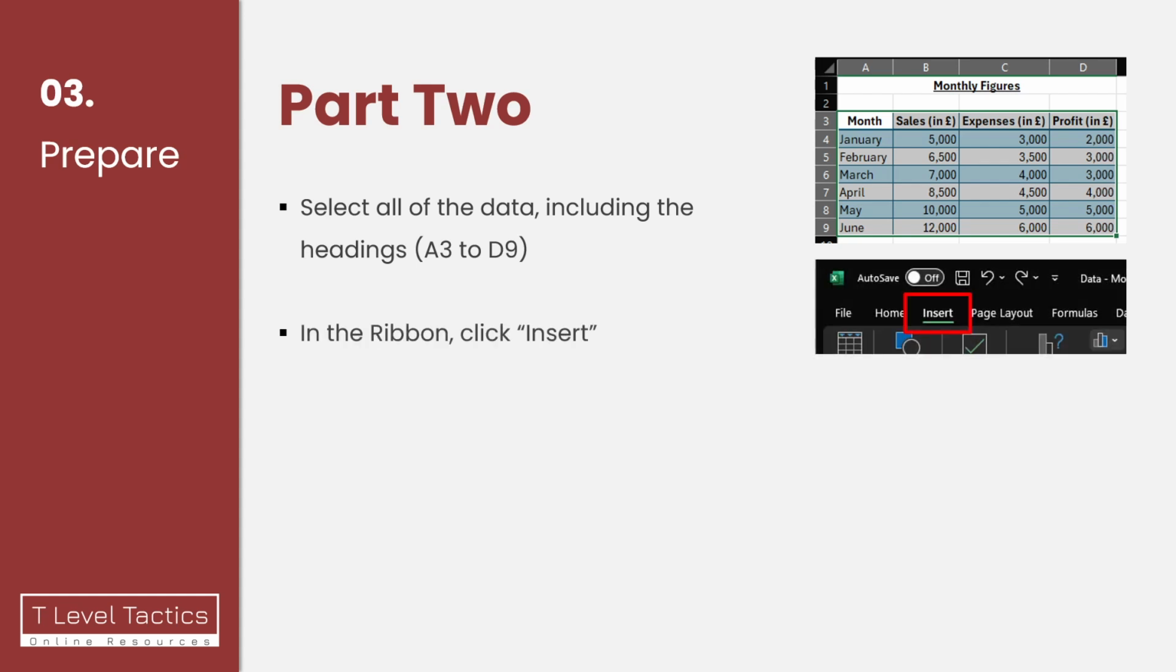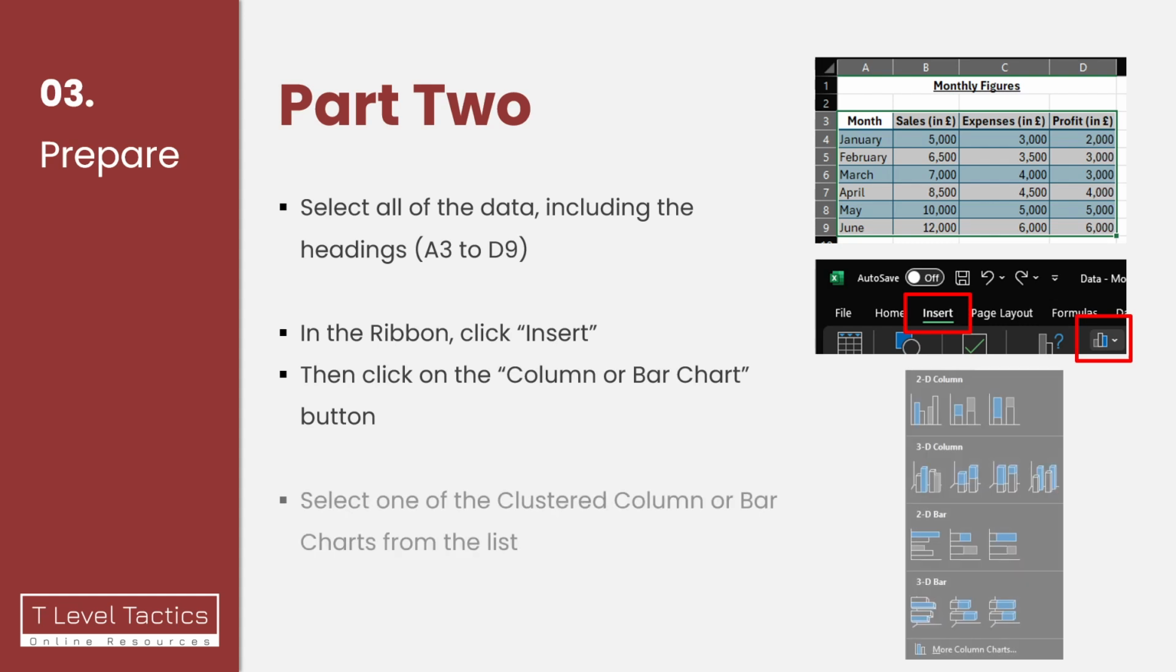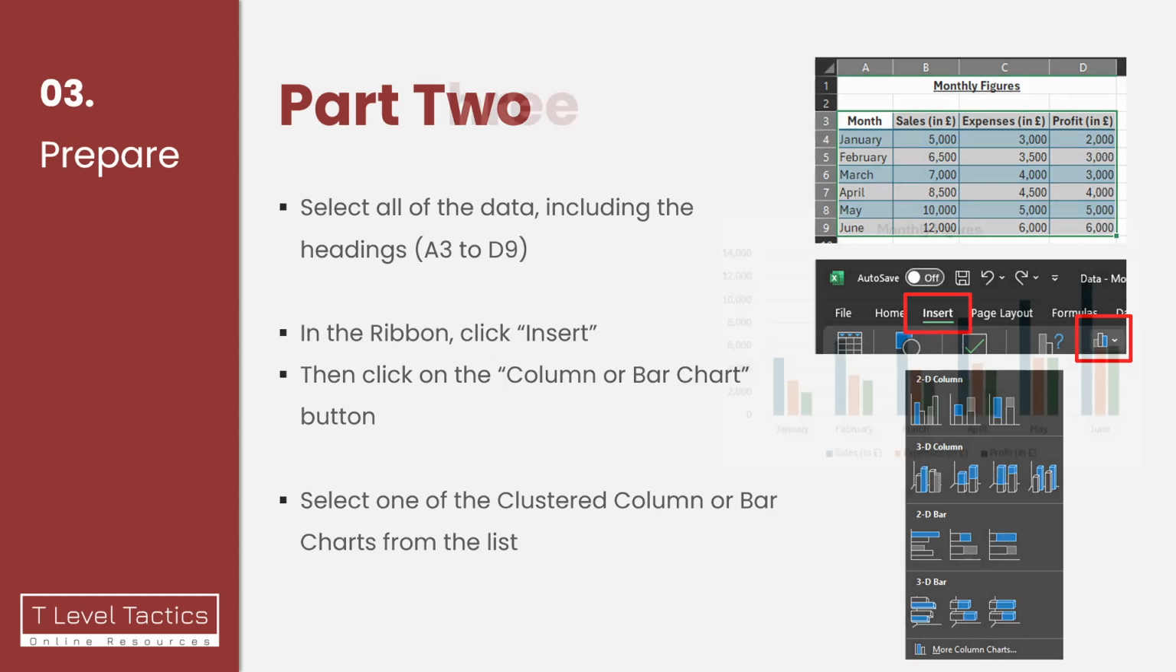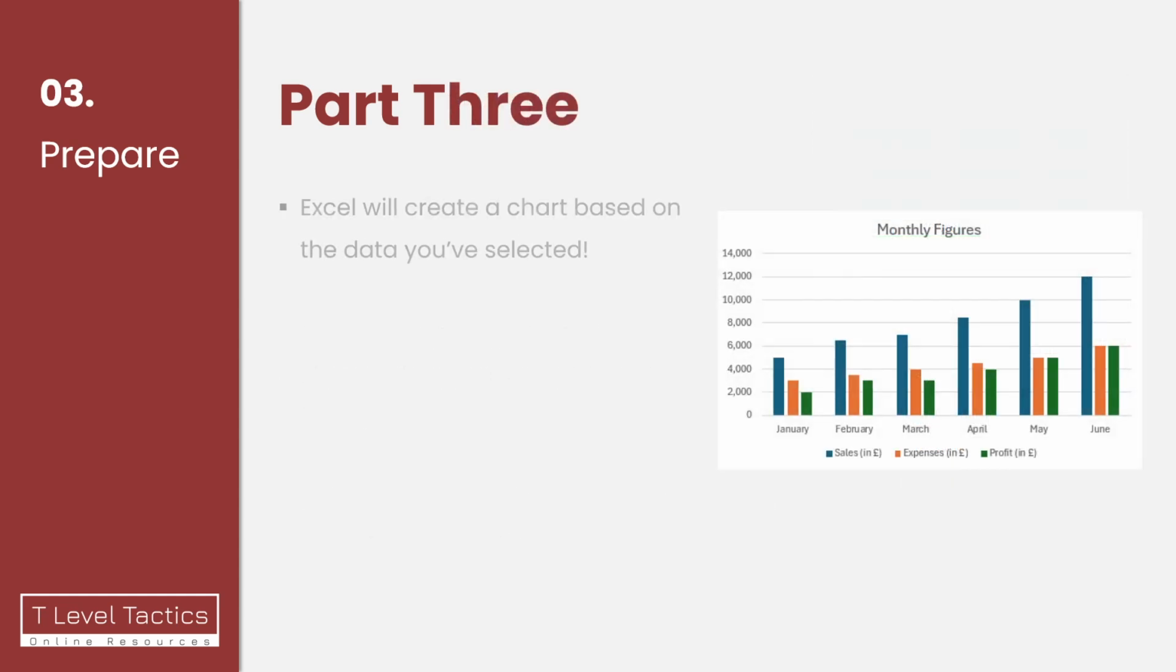In the ribbon at the top of the window, click Insert. Then click on the column or bar chart button. Then select one of the clustered column or bar charts from the list. Excel will create a chart based on the data you've selected.